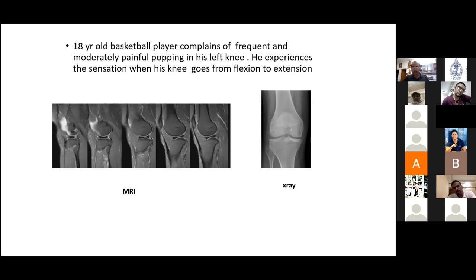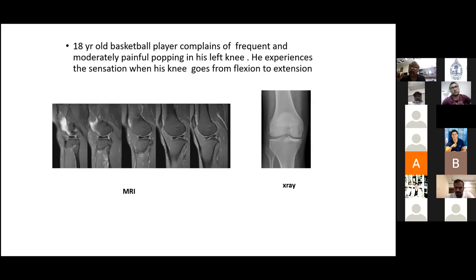We got a complete tear of the MCL and a complete tear of the ACL. Whether you will go in immediately or later for an active sportsman? Immediately. So for that, you have to do an MRI scan. Usually, if it is an isolated MCL, you don't have to go in for a repair. But if it is an ACL associated with MCL, you repair the ACL arthroscopically.